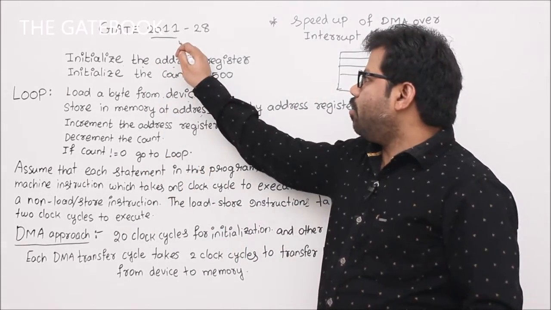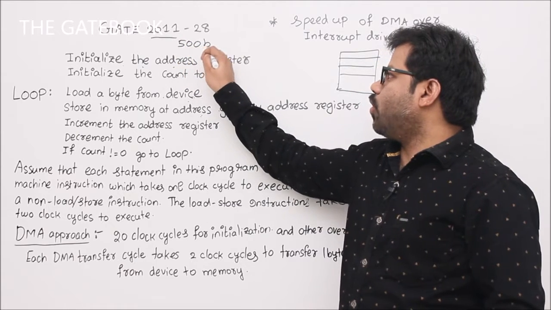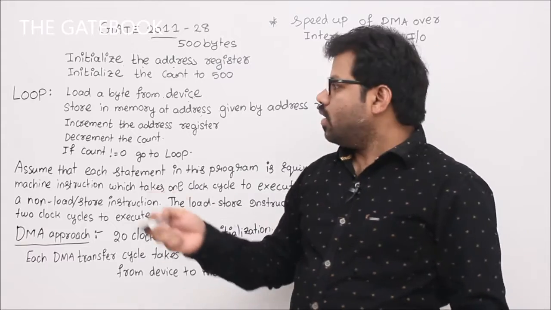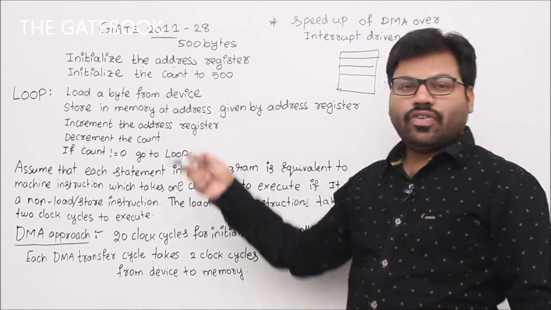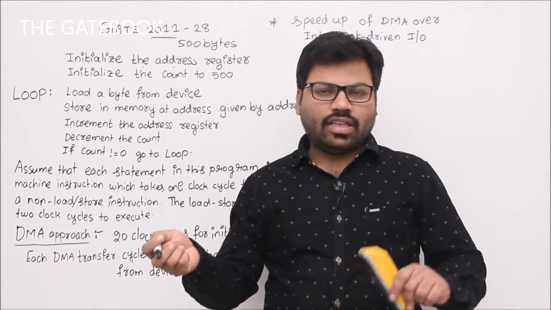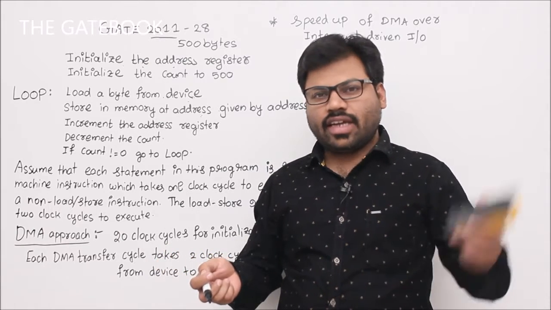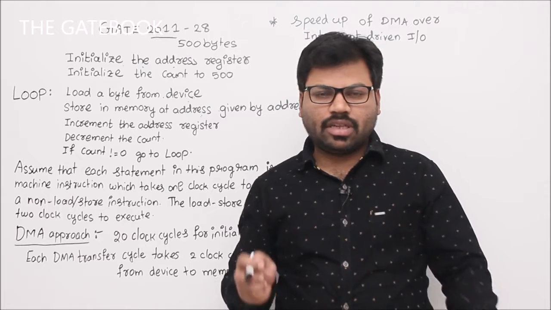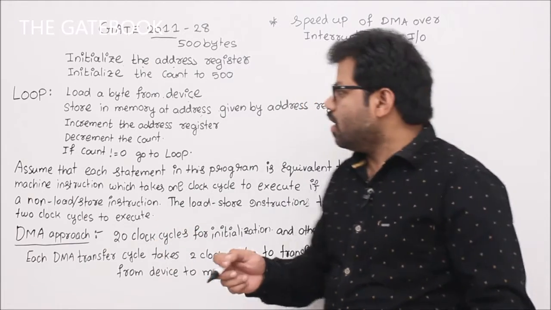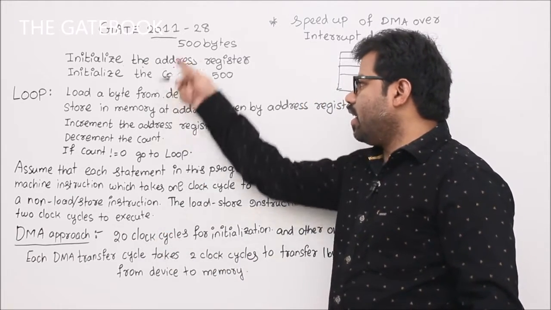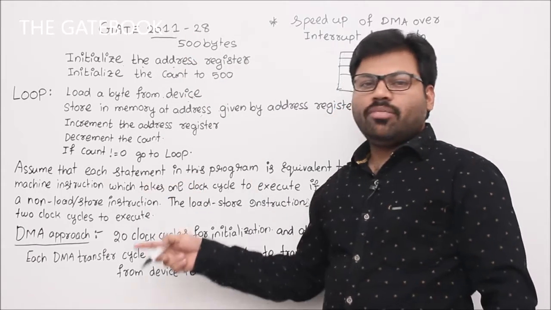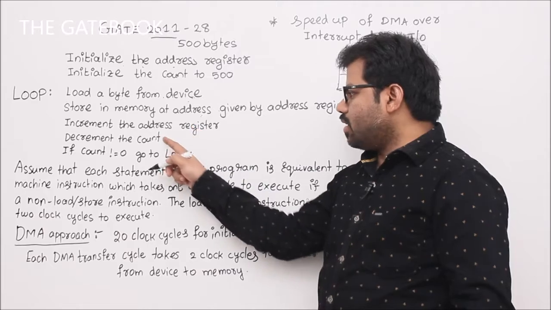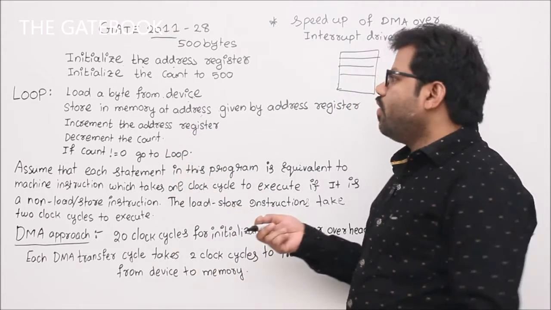So there are 500 bytes of data which the device is producing. We have to send it to memory. For that, interrupt driven IO is doing like this. We know that in interrupt driven IO, once the device generates the interrupt, then the CPU will come to execution. That means the CPU will execute the interrupt service routine, right? That interrupt service routine is given in English, in high level language, but they are saying that assume that each such English language statement is one machine instruction. Okay, we will see that.